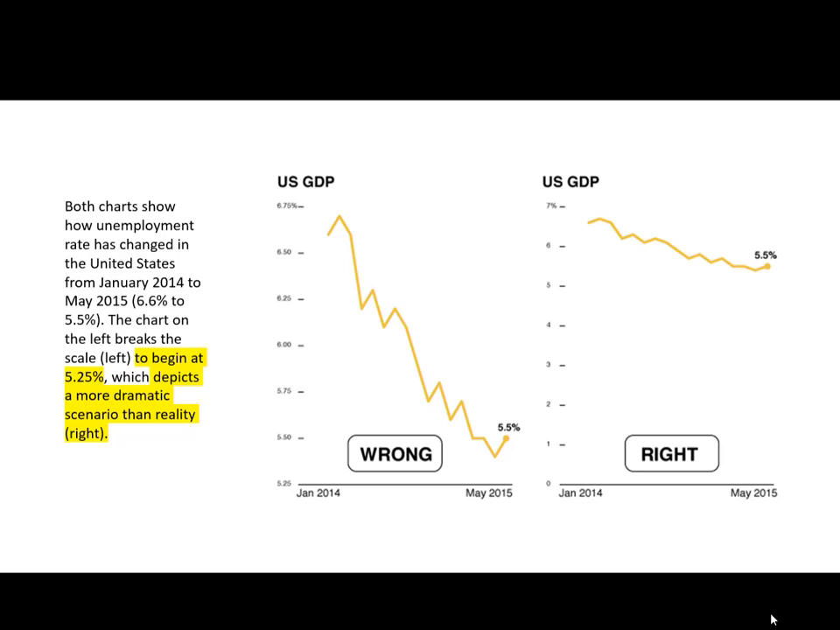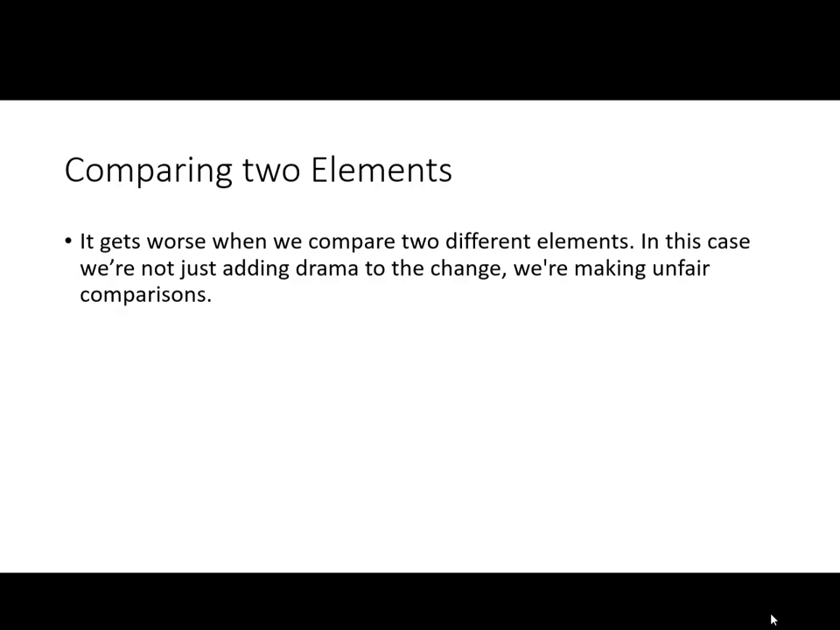You have US GDP and another US GDP. The difference is the limits of the scale of the y-axis. To begin at 5.25% depicts a more dramatic scenario than reality. If you start at 0, you get a more realistic presentation of the change of US gross domestic product. Comparing two elements, it gets worse.